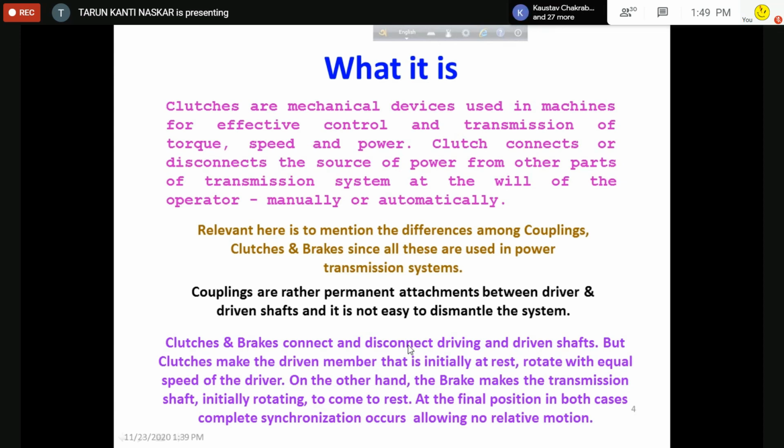At the final position, in both cases, complete synchronization occurs, allowing no relative motion. So there is no relative motion. Relative motion is not allowed when it is completely synchronized. So these are the differences between couplings, clutch and brake. There is similarity between clutch and brake, but there are differences also. So can you now get the points, the differences of these three elements, coupling, clutch and brake?